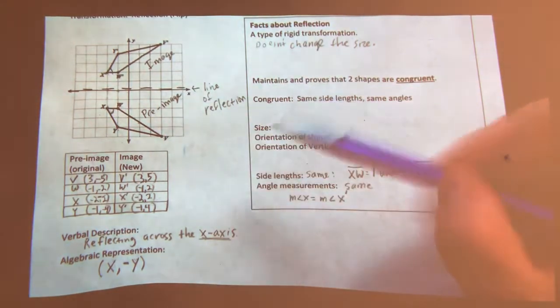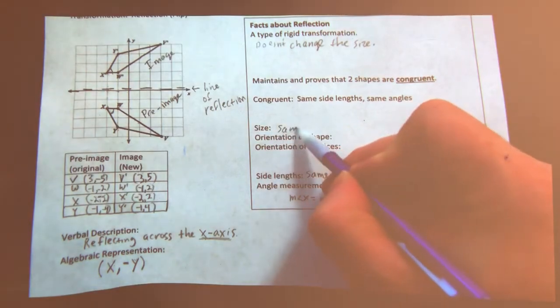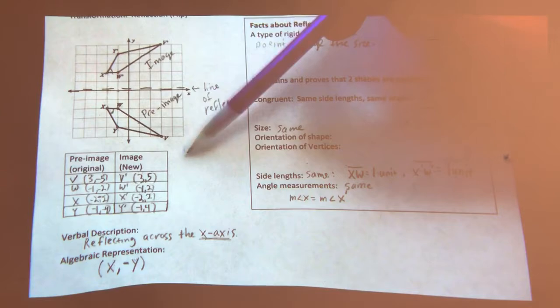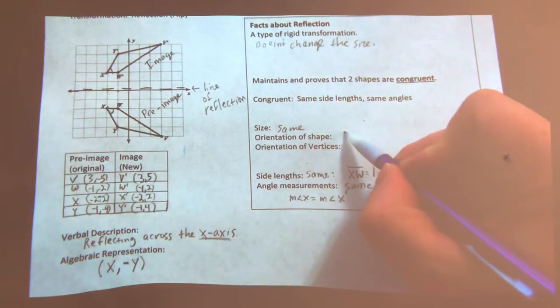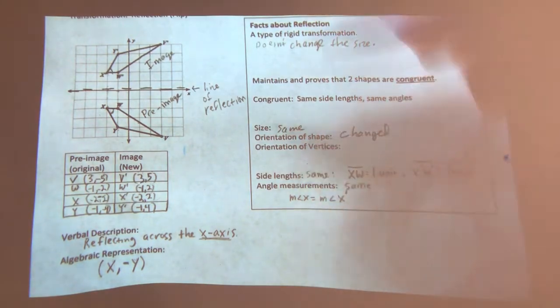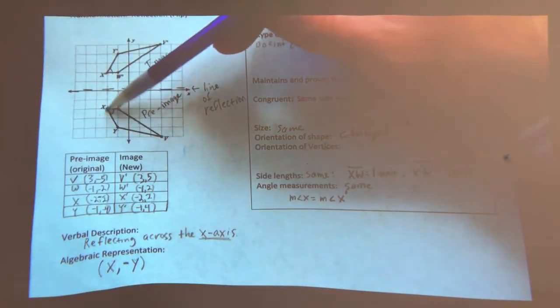So we can see the size of the object stayed the same. This is the same size as this, so these are the same. The orientation changed. Our original shape is kind of pointing down right. This is pointing upright. So the orientation or positioning of the shape, like the direction it's pointing, changed. And the orientation of the vertices, how we read the vertices: V, W, X, Y.